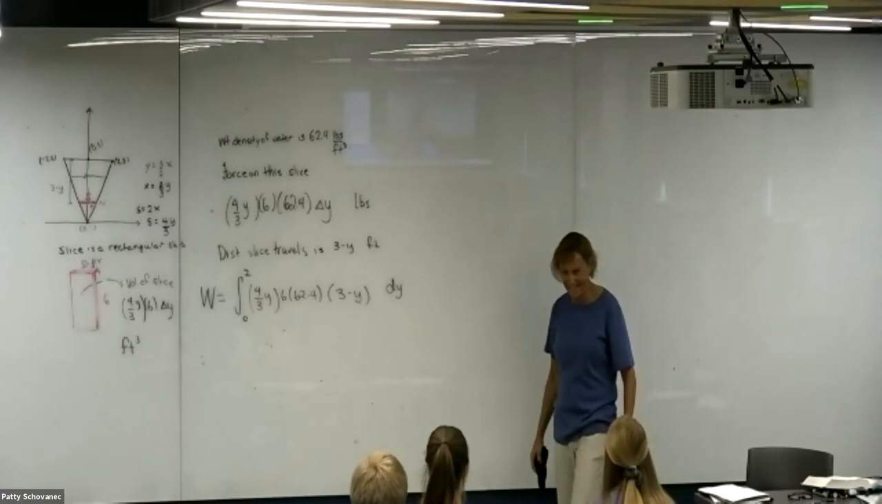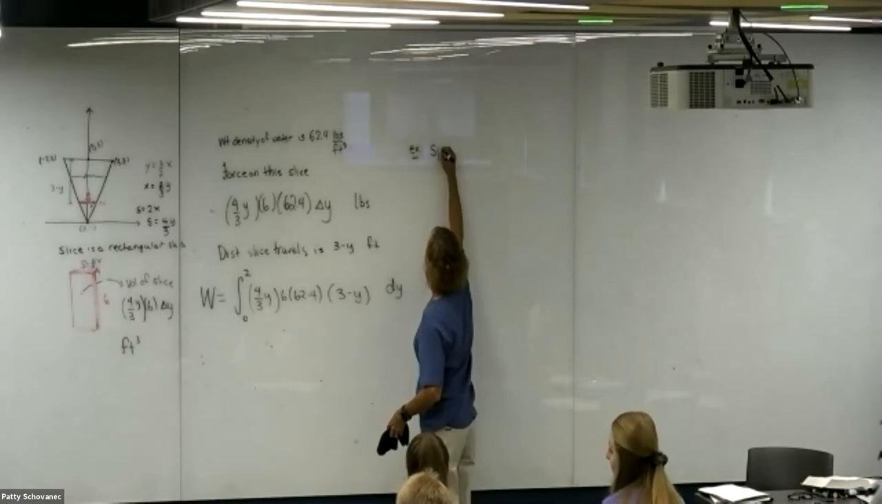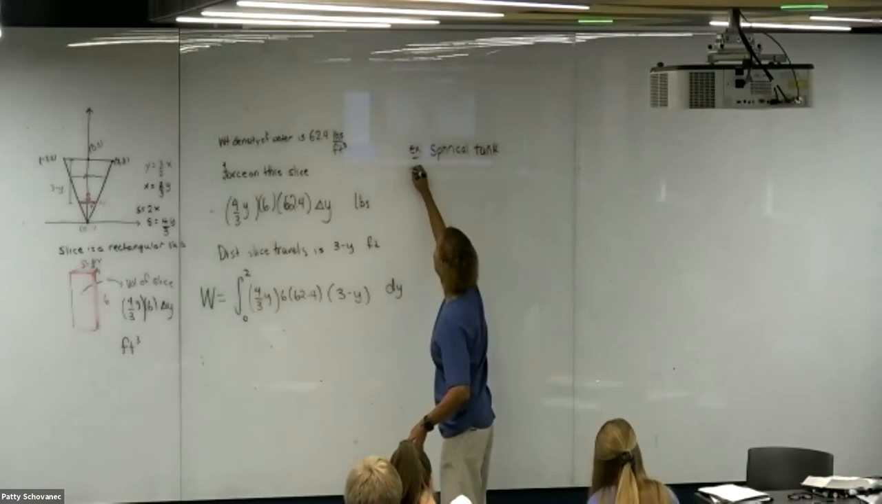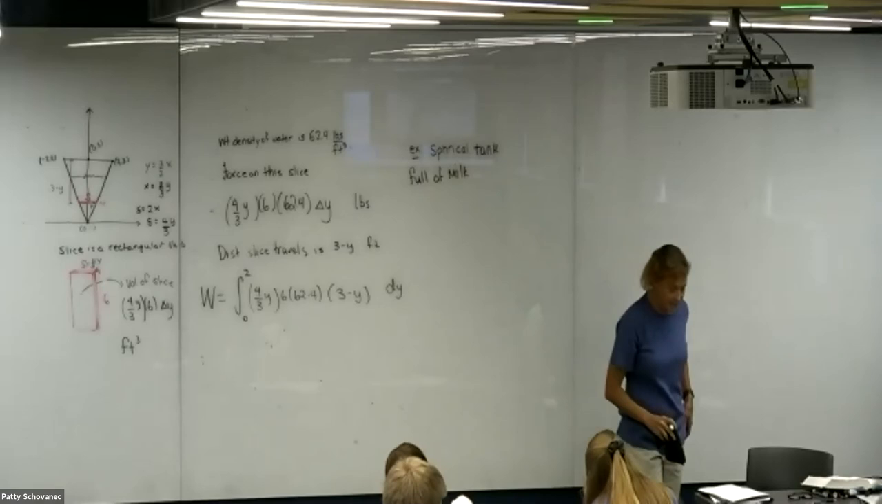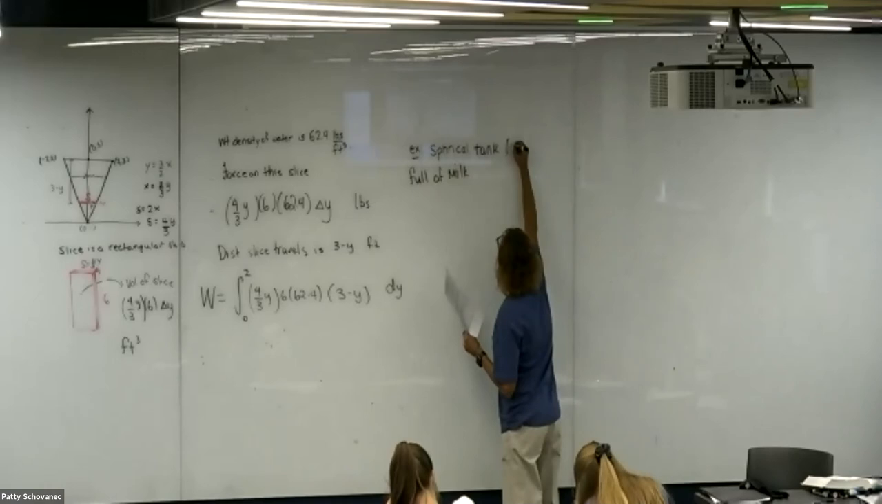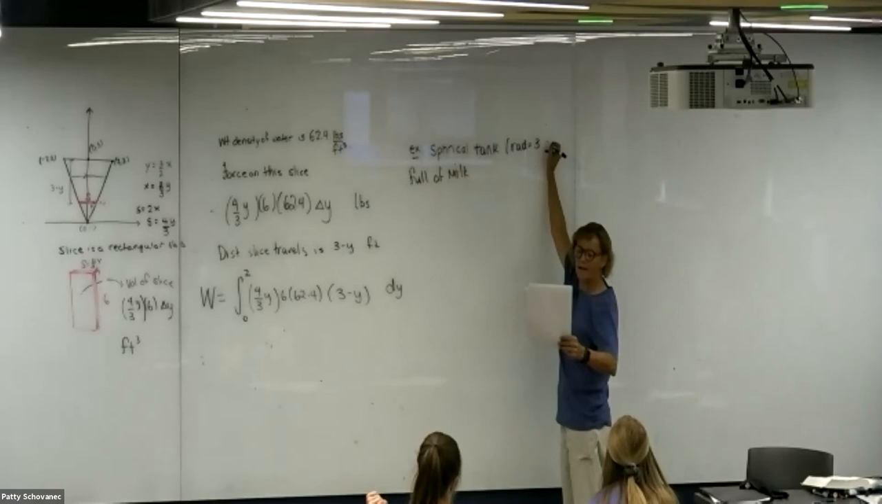All right, what did I say my next example was? I had a spherical tank full of milk. Okay, the dimensions of the tank, the radius is 3 meters. I can't have the meters because I got my pounds. So let's change my meters on this handout. Let's make it feet. Let's convert.